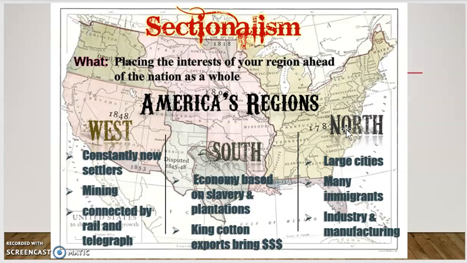The South, or southern part of our country, including Texas, is based on economy, based on slavery, plantations. Cotton is king. It's all about the money, baby. Bling, bling. Cotton. Cotton is king.